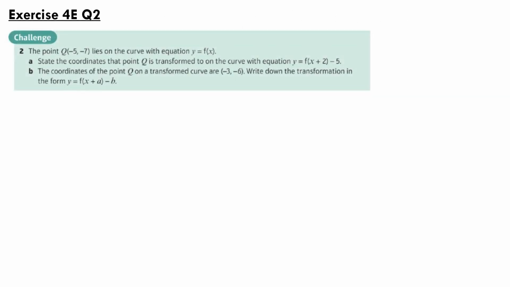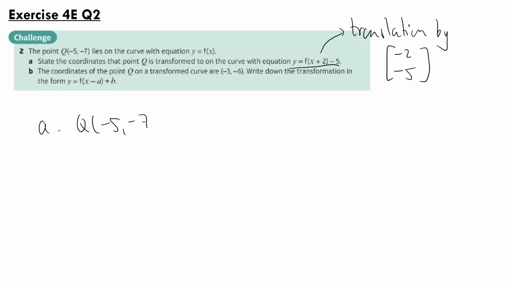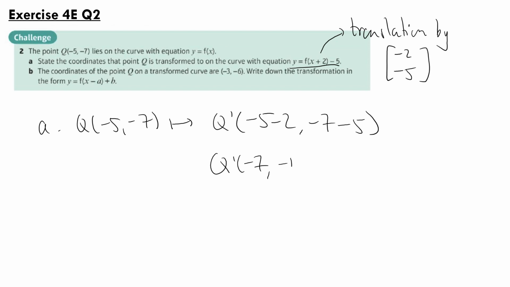Question 2 says the point Q (-5, -7) lies on the curve of equation y equals f of x. State the coordinates that the point Q is transformed to on the curve of equation y equals f(x plus 2) minus 5. So we should recognize that this equation is a translation by the vector (-2, -5). So Q (-5, -7) goes to Q dash (-5 minus 2, -7 minus 5), or (-7, -12).